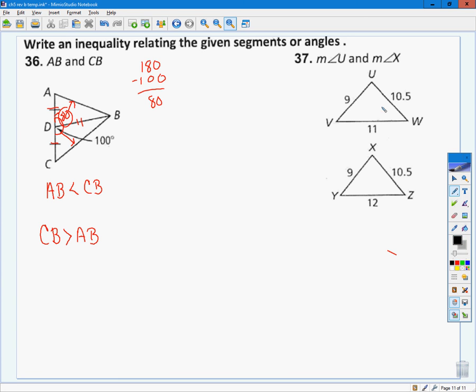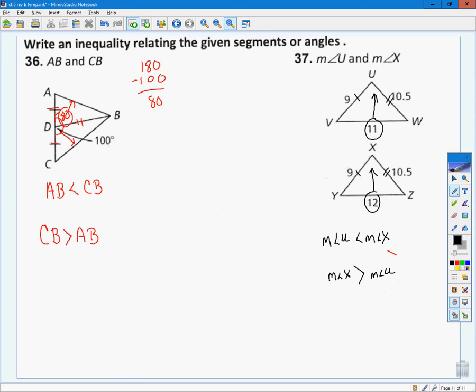I look to see where my two sides are congruent. In this one, I have 9 and 9. I have 10.5 and 10.5. Now I'm looking at comparing the angles, so I look at the third side. When I'm looking at the third side, whatever is across from 12 has got to be greater than what's across from 11. So the measure of angle U must be less than the measure of angle X, or I could say that the measure of angle X is going to be greater than the measure of angle U.